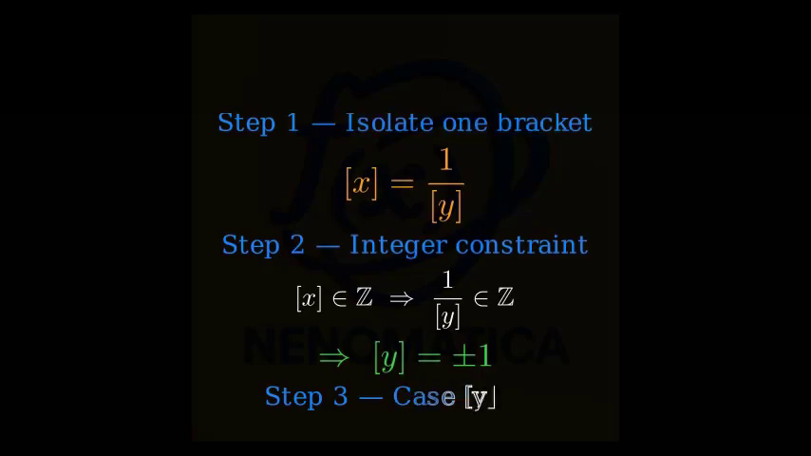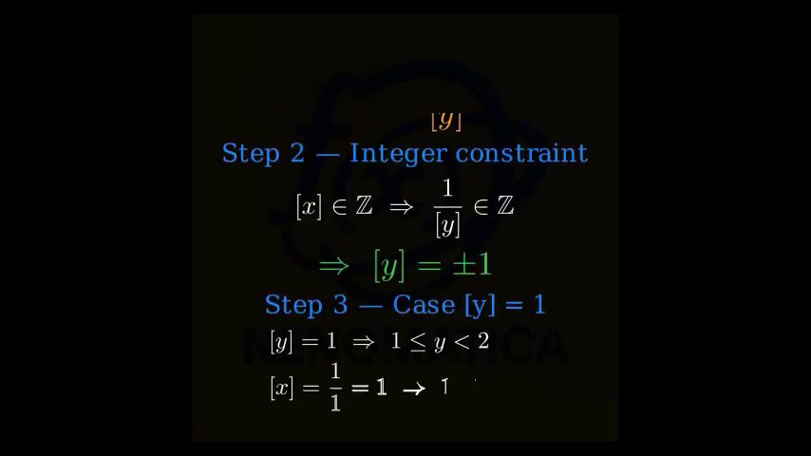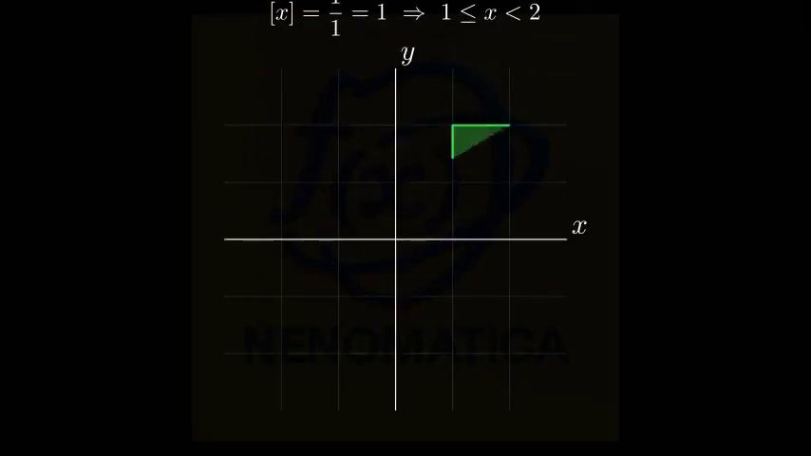Step 3. Case 1. [y] equals 1. That means y is between 1 and 2. Substituting into our isolated equation, [x] equals 1 divided by 1, which is 1. So x is between 1 and 2. In this case, both x and y lie in the interval from 1 inclusive to 2 exclusive. Let's visualize this on the plane.